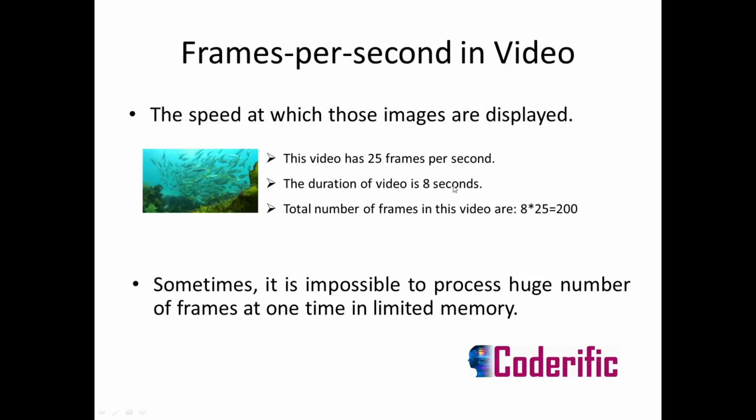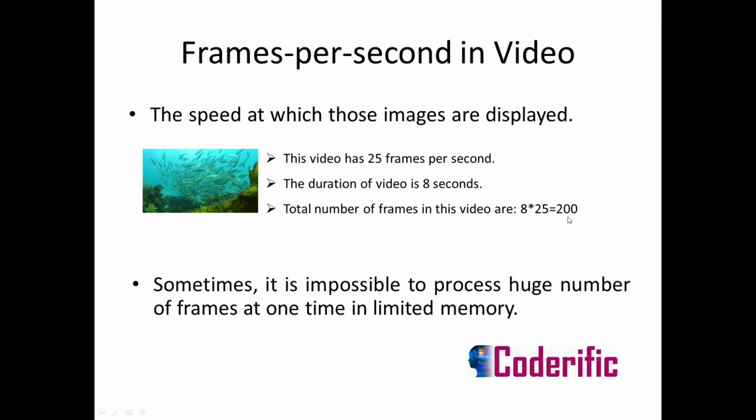But if you do not know the frames per second, you can simply divide the total number of frames by the duration, and you get the frames per second amount. So by knowing these two values, we can always get the total number of frames by multiplying the duration and the frames per second rate, and this way we get the total number of frames for a specific video.